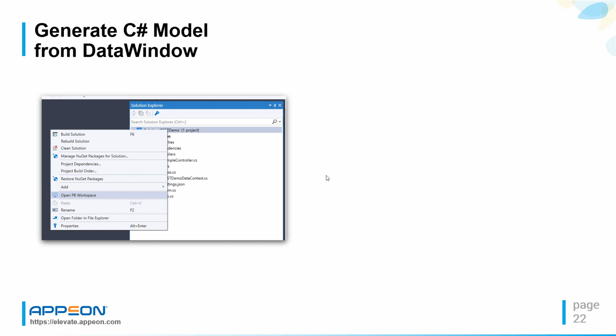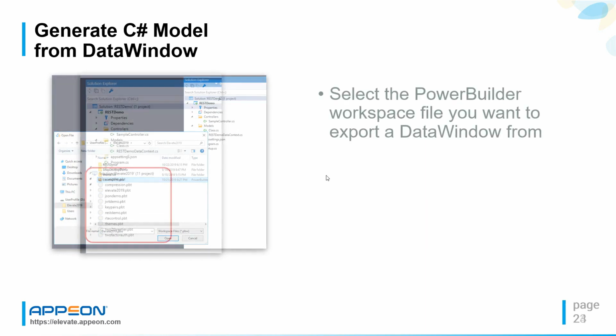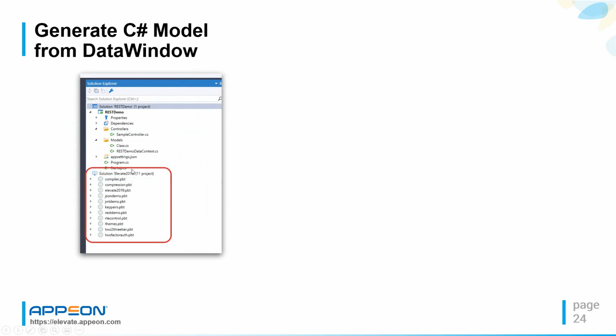So what we're going to do first of all is go into our solution, right click and select Open PB Workspace. That's going to open up a dialog that allows us to navigate down to wherever our workspace file is. We select that, and all the targets that are in that particular workspace are now going to show up in the C# IDE.